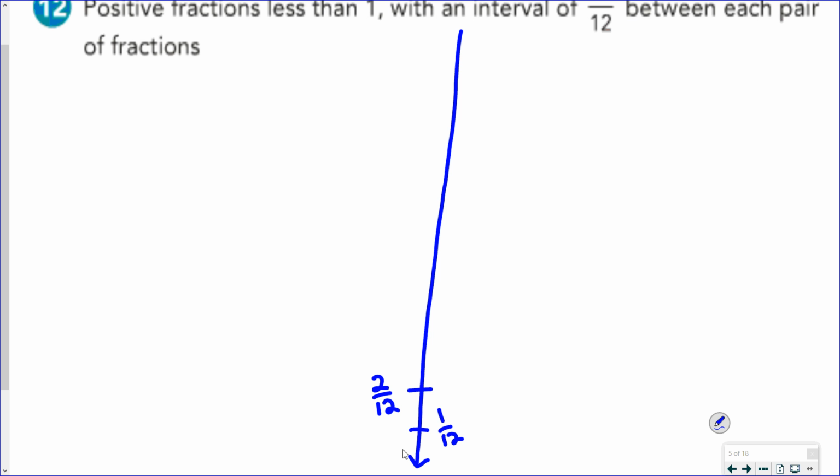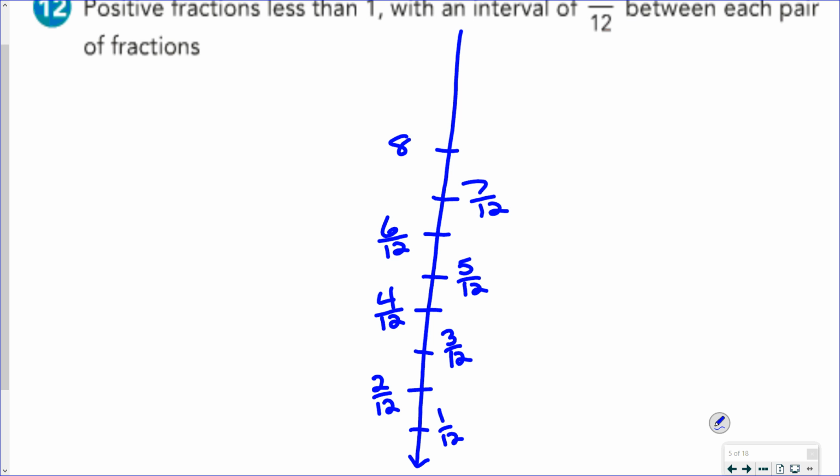So after 1/12 would be 2/12, or you could put 1/6, which would be followed by 3/12 or 1/4, 4/12 or 1/3, 5/12, which stays 5/12, 6/12 or 1/2, 7/12, 8/12 or 2/3, 9/12 or 3/4, 10/12 or 5/6, and up here at the top, 11/12.